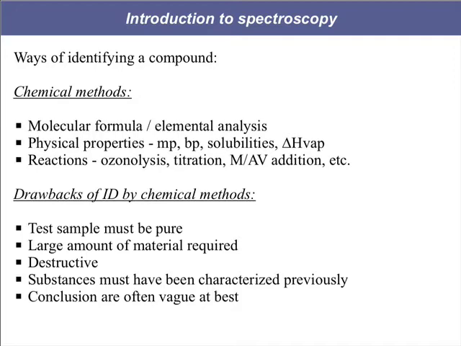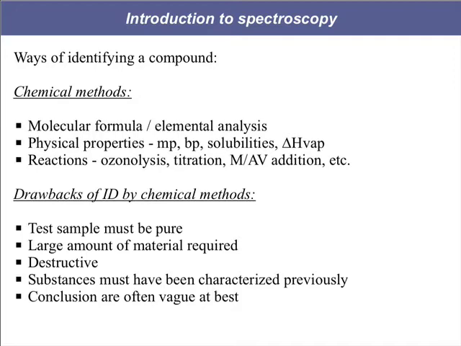And which of those make sense as possible candidates for my structure? Same thing with boiling points and melting points. Those physical properties don't tell you anything about your molecule unless there have been other methods that have been verified that have those values associated with a certain structure. And because of that, conclusions are often vague at best.